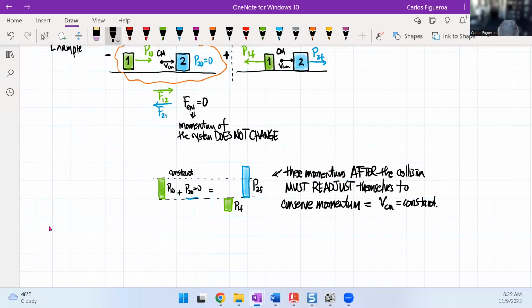Conservation of momentum. I now want to focus on two body collisions in one dimension.